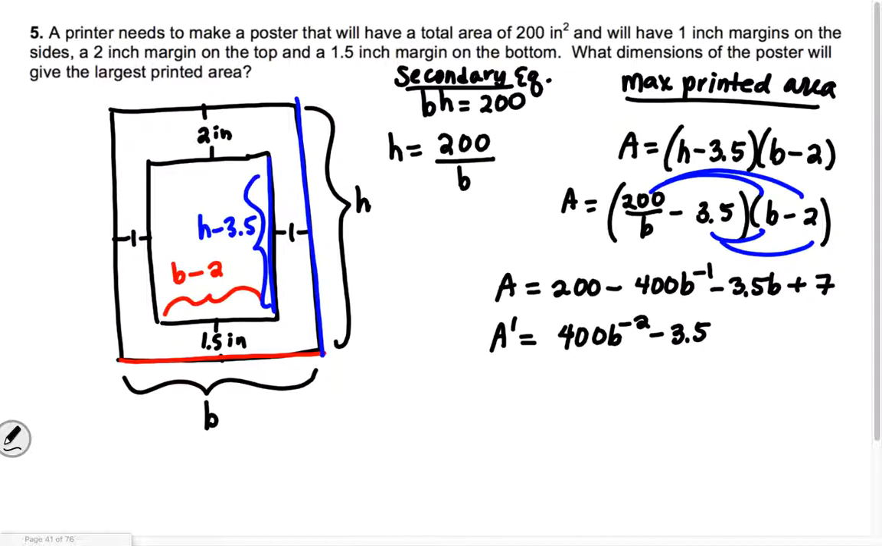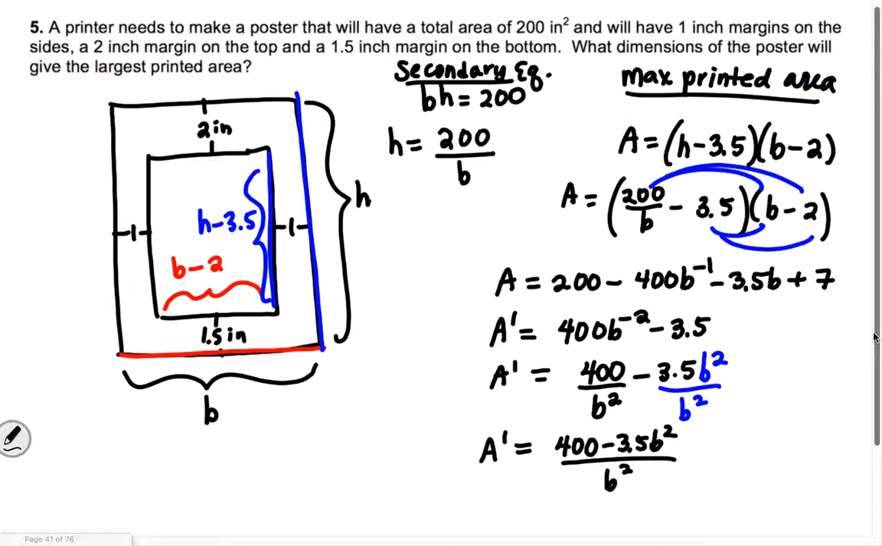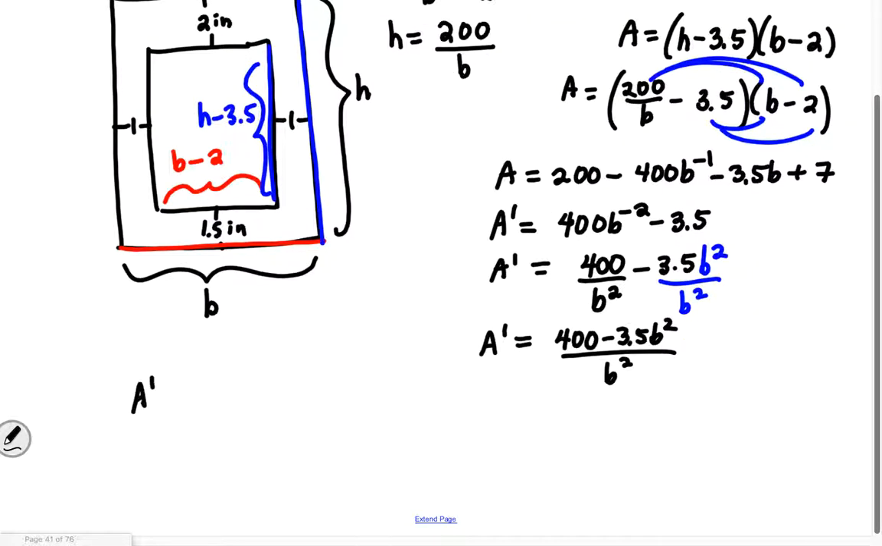All right, so we want to go ahead and get common denominators. So right now we have 3.5, but I want to multiply by b squared over b squared. So I can combine. So my A prime is going to be equal to 400 minus 3.5 b squared divided by b squared. So again, we set our numerator equal to 0 and our denominator equal to 0. So we want to find when A prime is equal to 0 and when A prime is undefined.